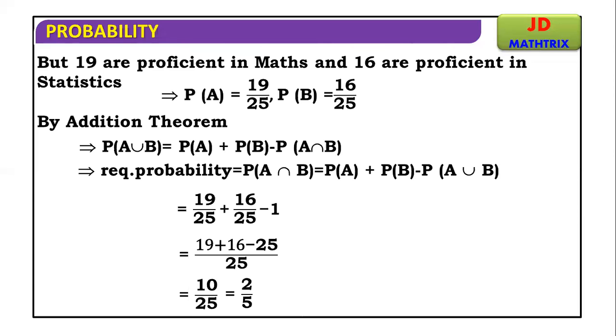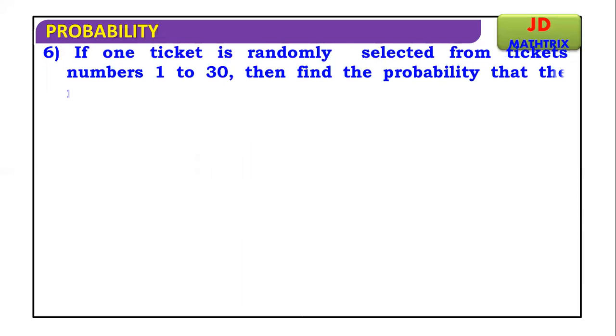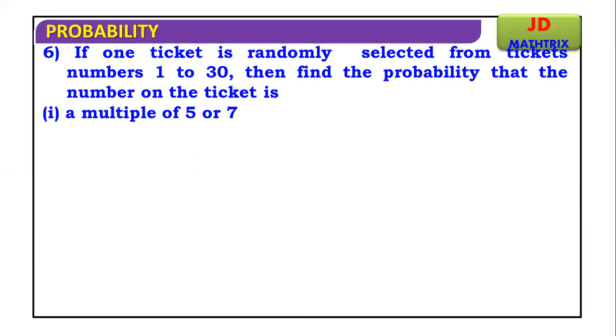Now coming to the sixth problem. If one ticket is randomly selected from tickets numbered 1 to 30, then find the probability that the number on the ticket is a multiple of 5 or 7, a multiple of 3 or 5. So again, here we have 3, 5 or 7. That means we are selecting one ticket. So it is a multiple of 5 or 7.